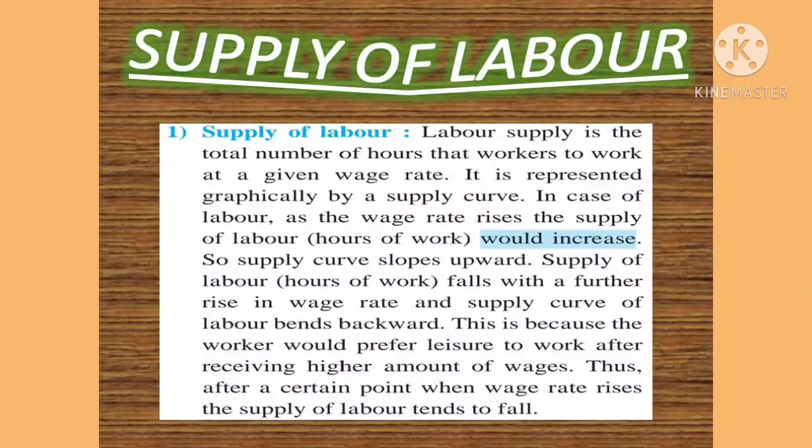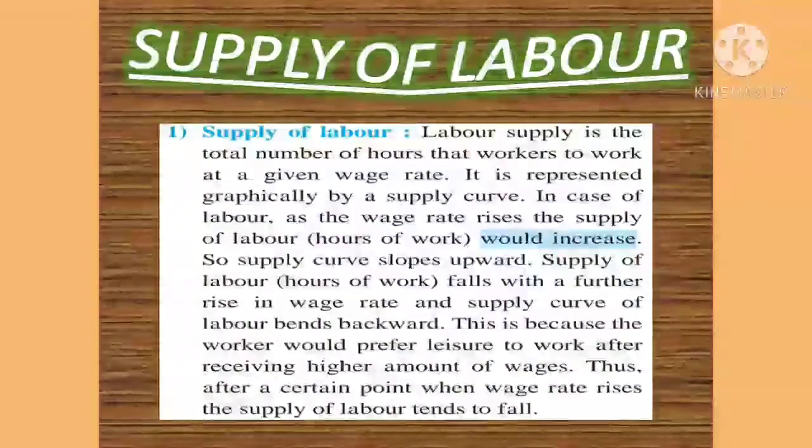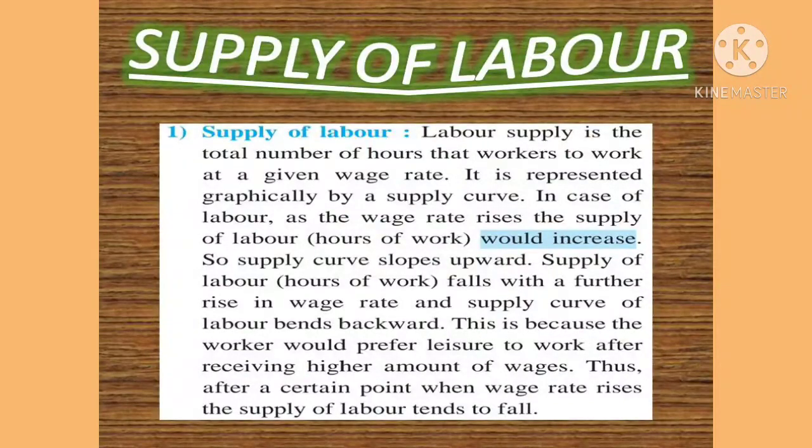First, supply of labor. Labor supply is the total number of hours that workers work at a given wage rate. It is represented graphically by a supply curve. In case of labor, as the wage rate rises, the supply of labor, that is hours of work, would increase. So, supply curve slopes upward.